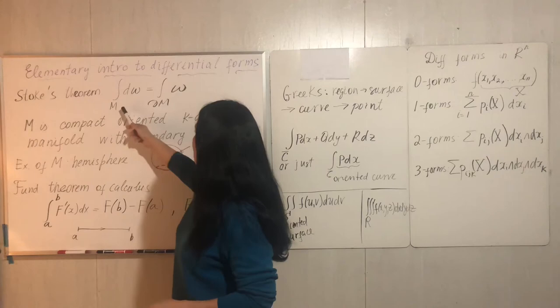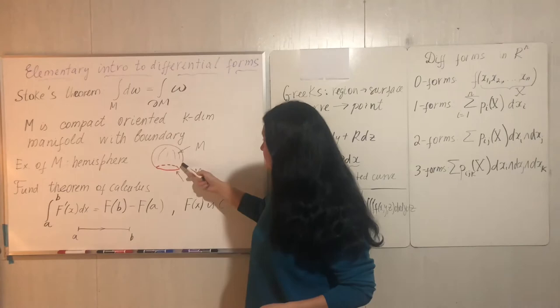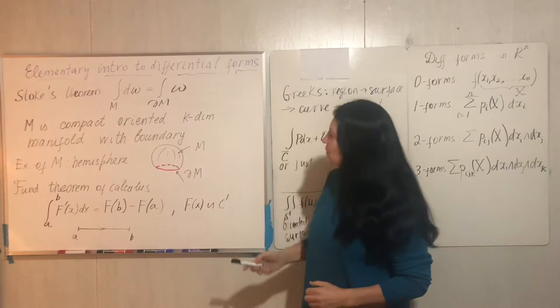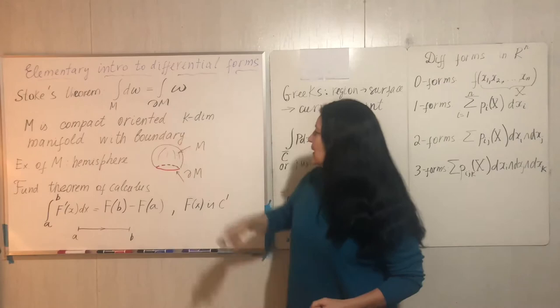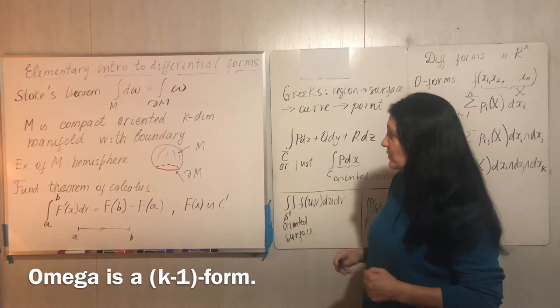At this moment, just think about M as a hemisphere, right? So here is a hemisphere. It has a boundary, right? You have a sphere and you introduce a cut. So in red here, this is the boundary, ∂M. And what is omega here? It is a differential form that we just want to discuss.